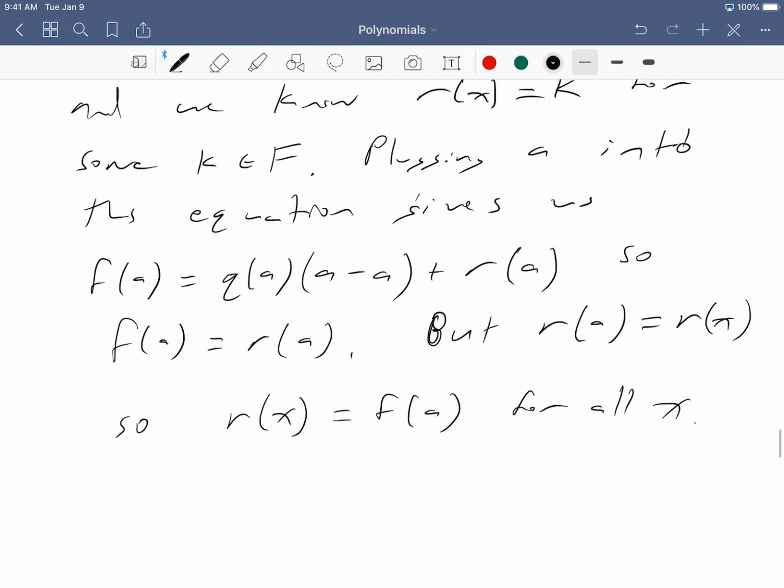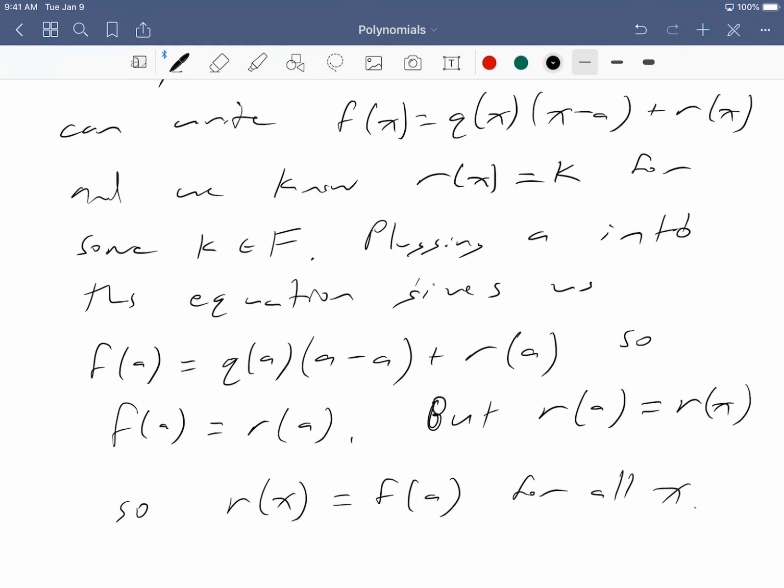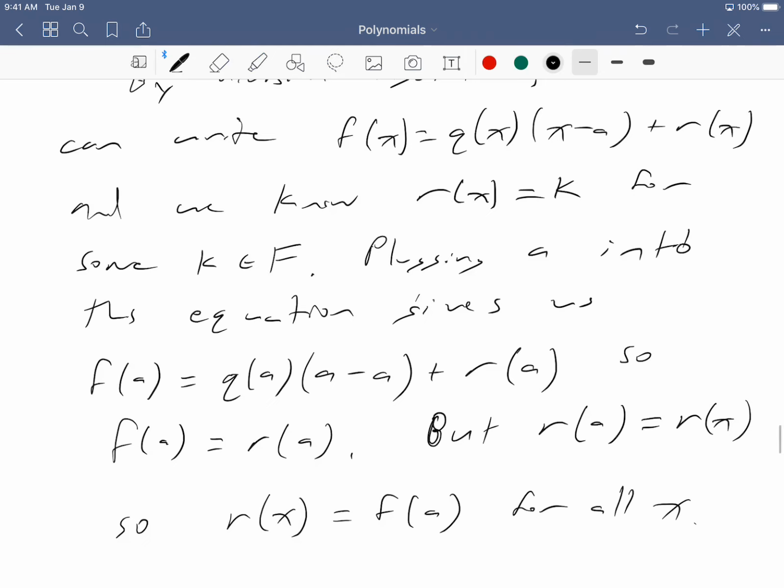What we showed is that there's an easy way to figure out what that remainder is when you're dividing by a polynomial of the form x minus a. You just plug a into the function.